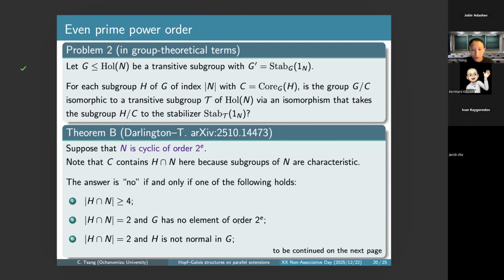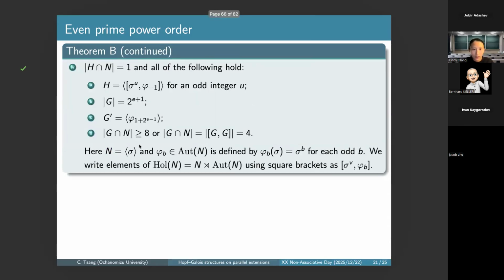If G has no element of order 2^e, then the answer is no. And if H is not normal in G, then the answer is also no. Otherwise, the answer is yes. And the last case is when the intersection has order 1. This is the most difficult part.